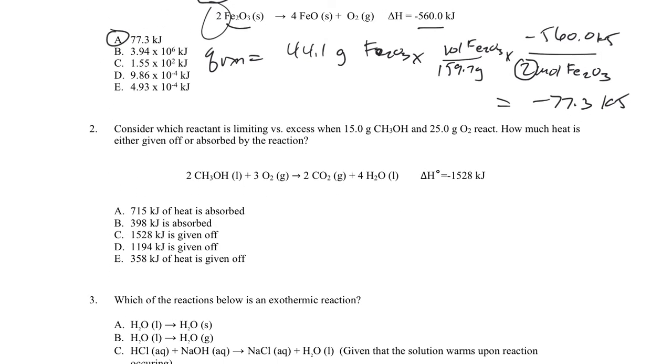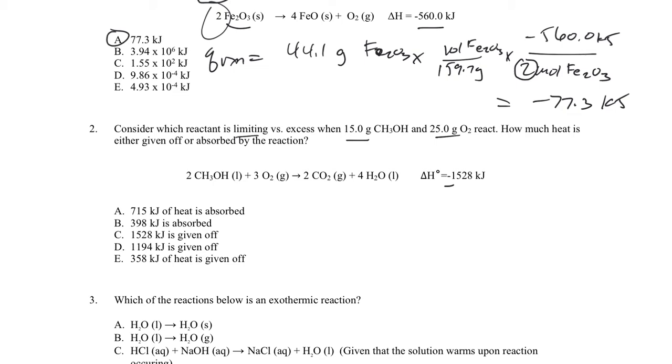Okay, consider which reactant is limiting versus excess. How much heat is given off or absorbed by this reaction? Okay, well, again, heat's given off because of the negative sign, and the amount of heat depends on the limiting reactant. Whichever one of these two limits the amount of reaction, limits the amount of heat change for the reaction. Okay, so we need to figure out which of these two reactants is limiting.